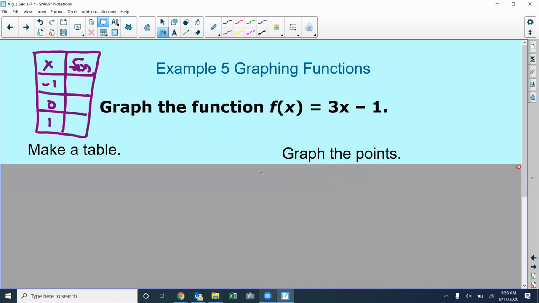Evaluate -1, plug him in. Plug in -1. Your x's are our independent value. Your y is dependent upon the x. So you have an independent and a dependent. The independent is something that changes. You change your x's, whatever you want to put in. Your y depends on what your x is, doesn't it?